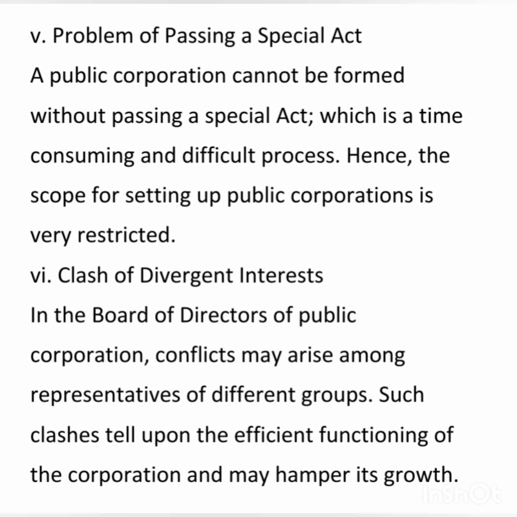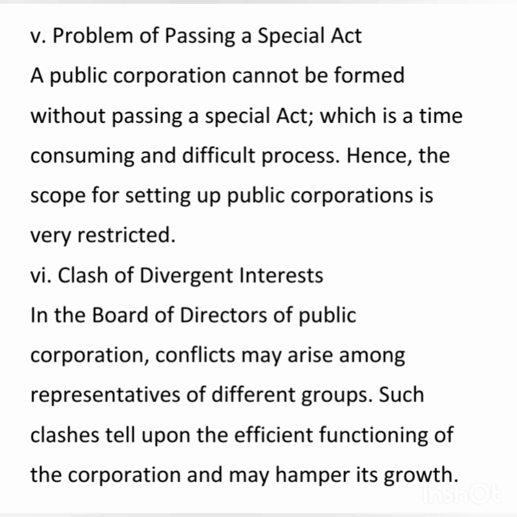Next disadvantage is the problem of passing a special act. Special act means what? Special statute in the law. A public corporation cannot be formed without passing a special act, which is a time consuming and difficult process also. Hence, what happens? The scope for setting up public corporations is very restricted. Restricted means what? Very difficult.